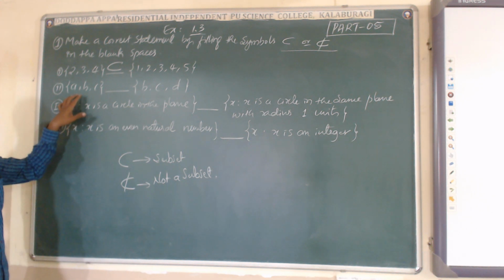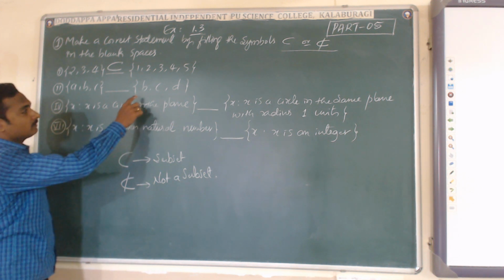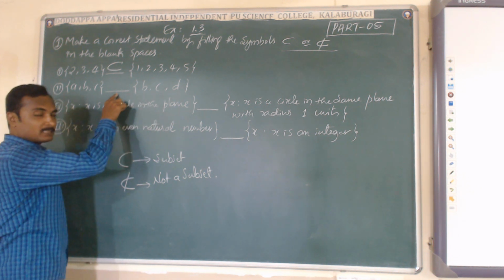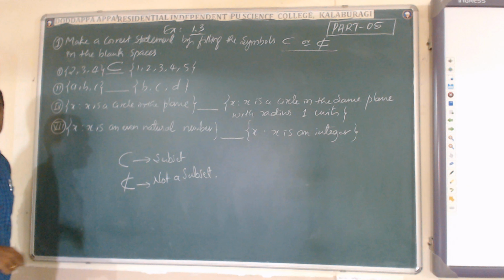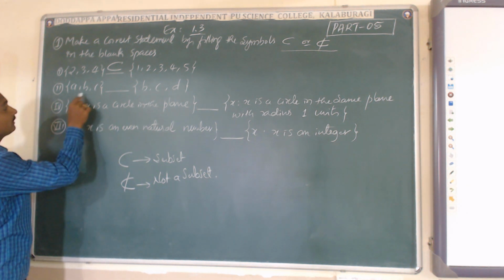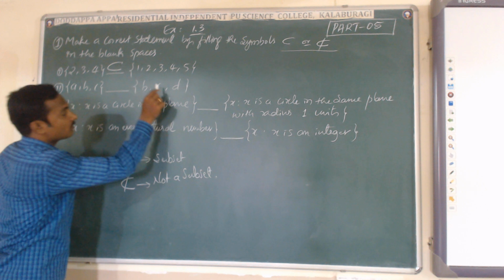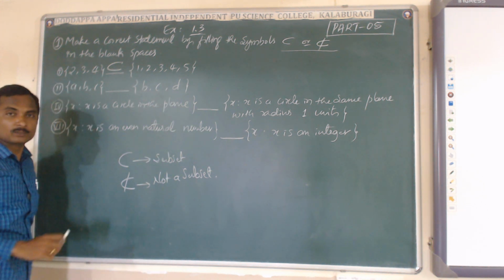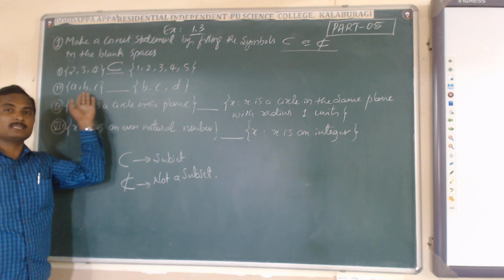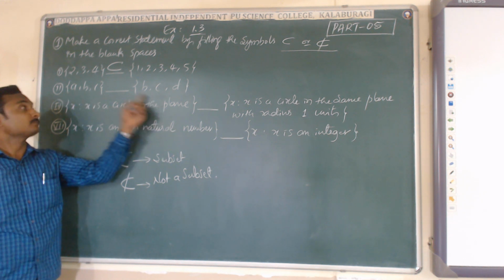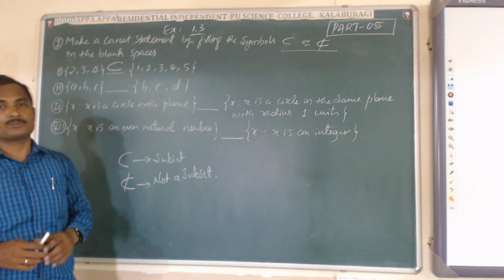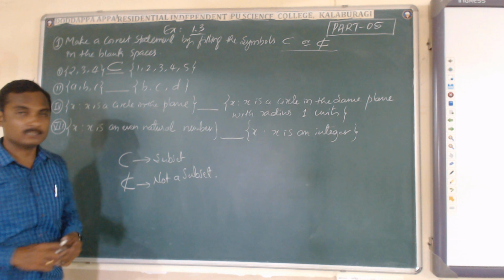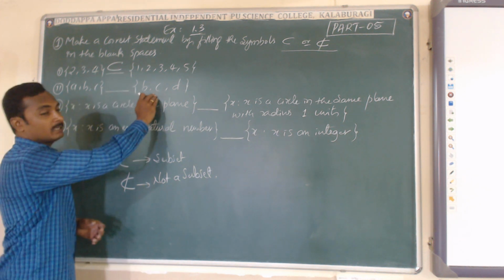Come to the second example. The second example contains the set {A, B, C} and a space for one of these symbols, and the second set is {B, C, D}. It means you have to check whether each element of the first set belongs to the second set or not. So A, B, C: A does not belong to this set. B belongs to the set, C belongs to the set. It means the definition fails here, that each element of this set must be an element of the other set.